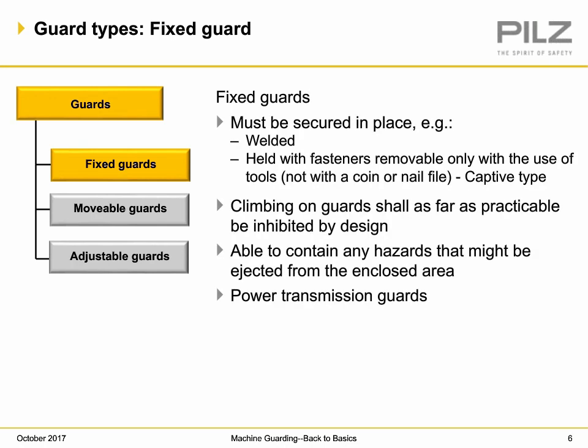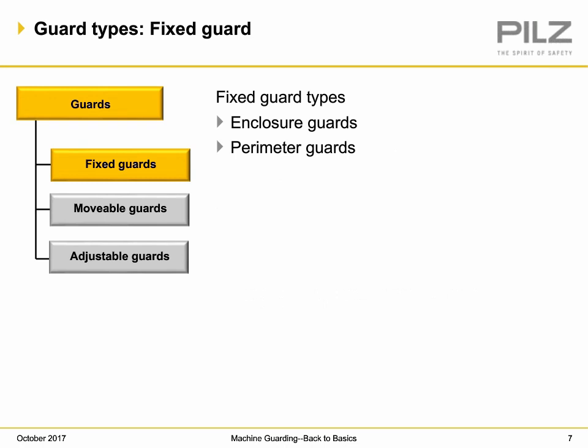All right. Fixed guards. Fixed guard types are enclosure guards, particularly like on belts and pulleys or a chain fob. And then you have perimeter guards, that being around a robotic cell or a stretch wrapper.